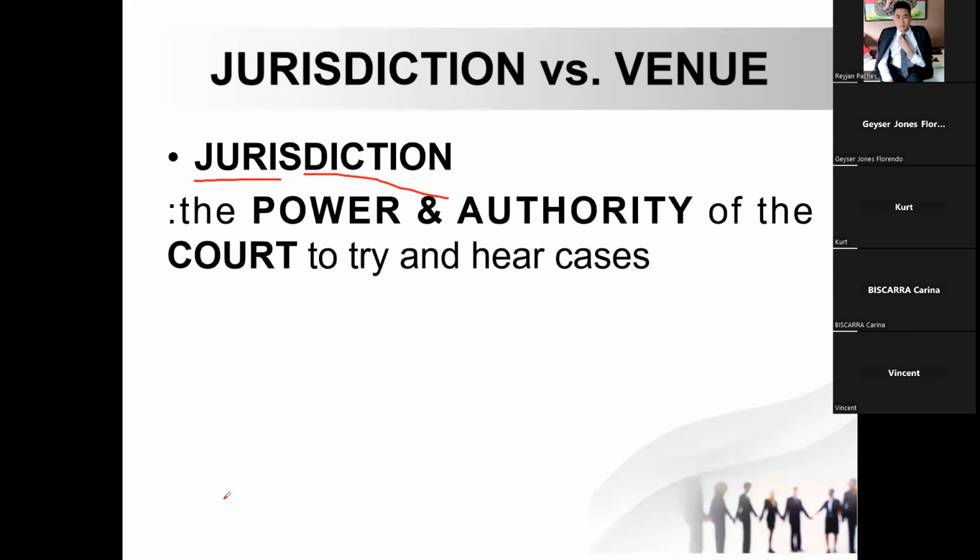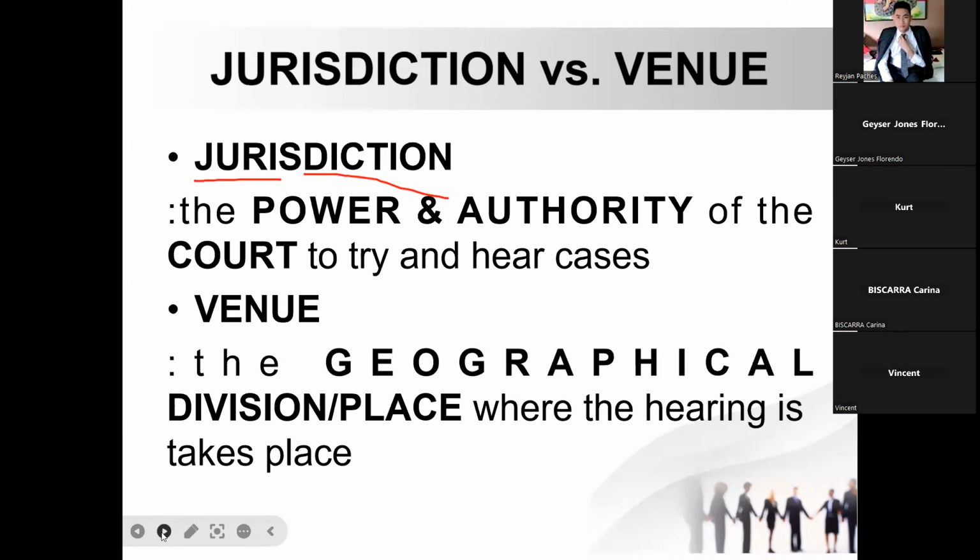So that's why yan yung tinatawag natin na jurisdiction. Pag sinabi naman nating venue, it is the geographical division or place where the trial and hearing should take place. Again, ulitin natin. Pag sinabi nating venue, it is the geographical division where the trial and hearing should take place.